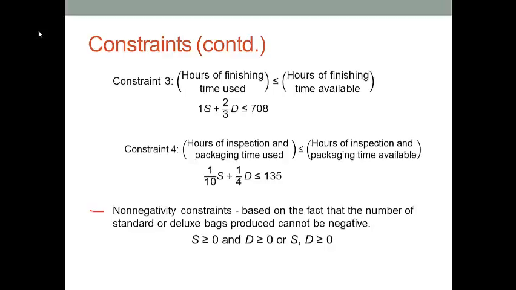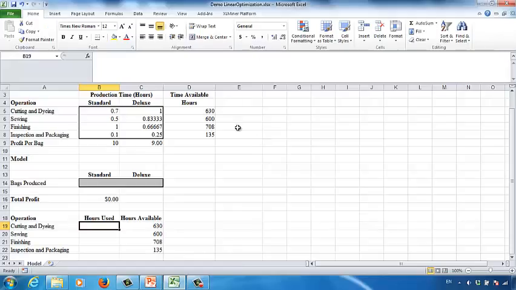Now I want to show everyone how to perform the linear optimization analysis in Excel. In this data table, we record all information that is related to our analysis. When we perform the linear optimization analysis in Excel, we need an add-in called Solver.